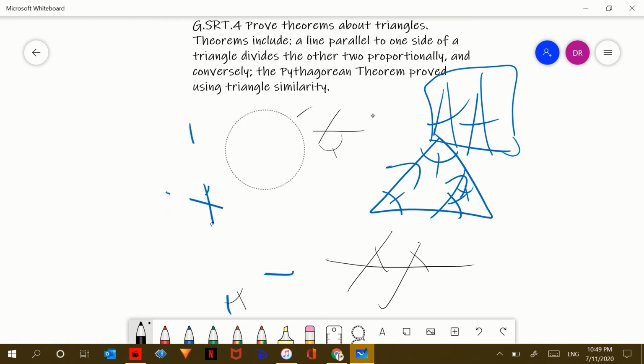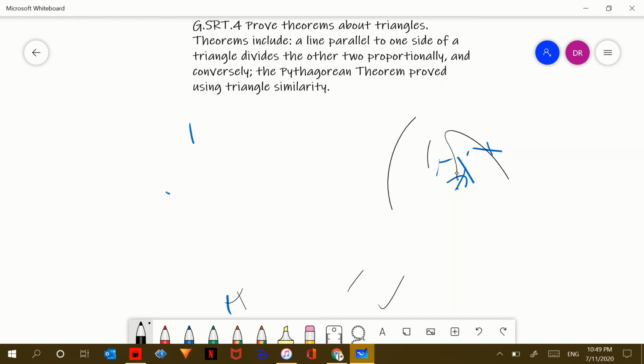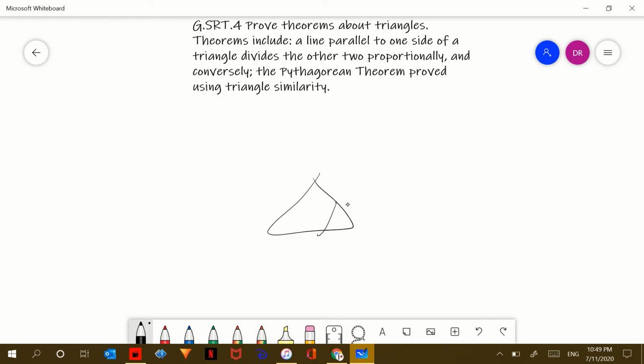So now we've proved that they're similar using angle-angle. And now we can say that a line parallel to one side of a triangle divides the other two proportionally. So we can say that this over the whole length is equal to this over the whole length because corresponding parts of similar triangles are proportionate. So bang, we proved that. Now let's do the other theorem.